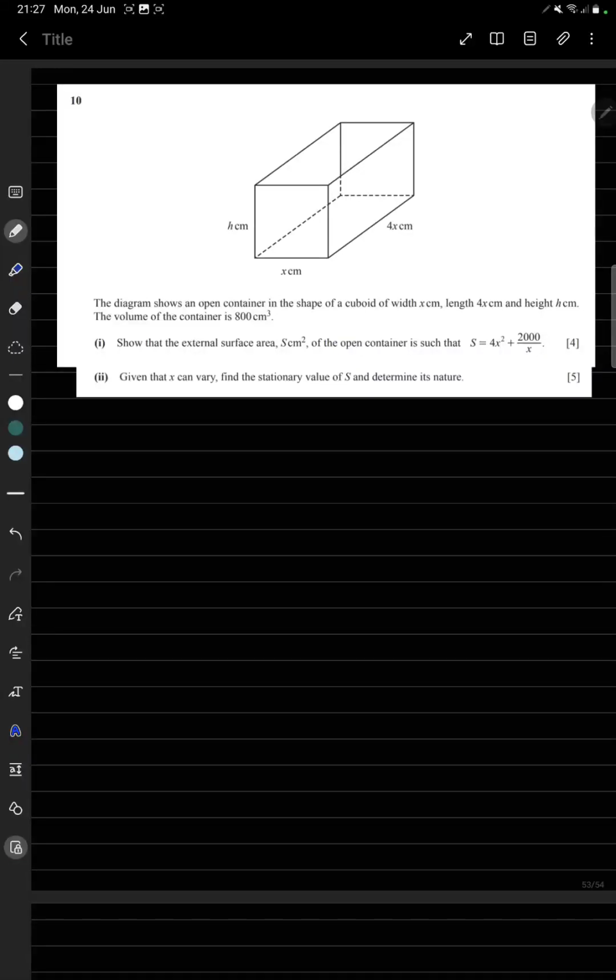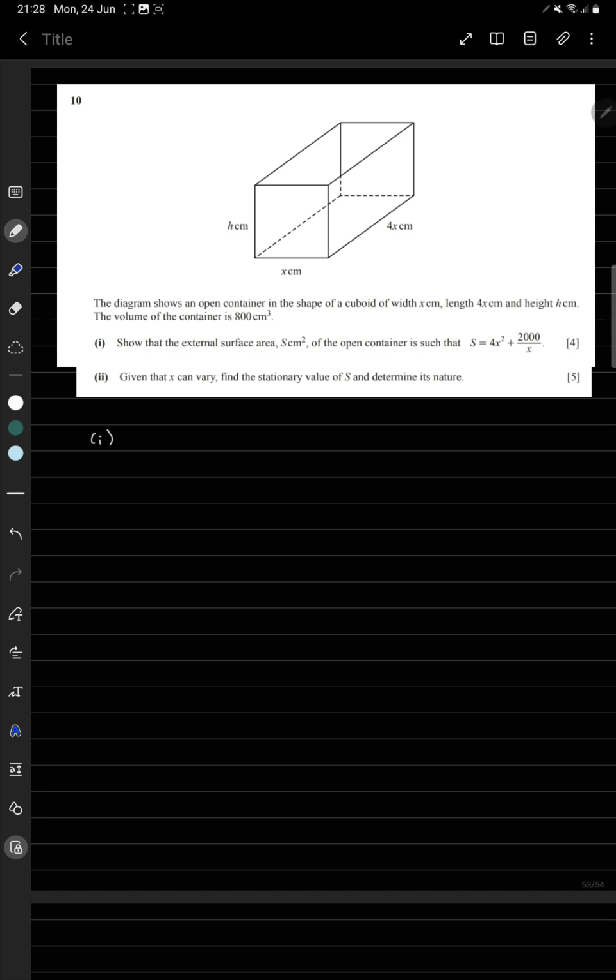Alright, now we're moving on to question number 10. It says here the diagram shows an open container in the shape of a cuboid of width x, length 4x, and height h. The volume of the container is 800 centimeters cubed. So, part 1, we want to show that the external surface area of the open container is such that S is equal to 4x squared plus 2000 over x.